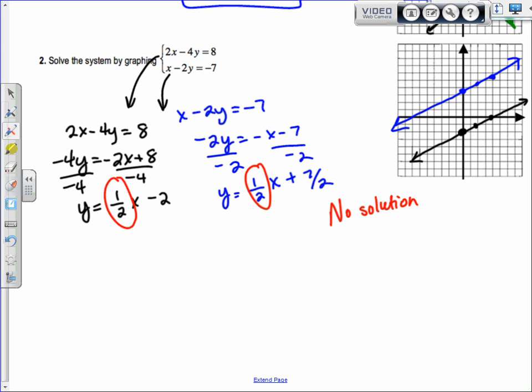Now, when we get a no solution, we go ahead and we just say it's an inconsistent system. Right? Something wasn't working in that to give us no solution. It's inconsistent. From there, we don't say dependent or independent. It's just inconsistent.